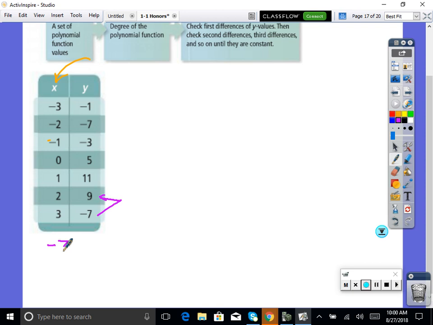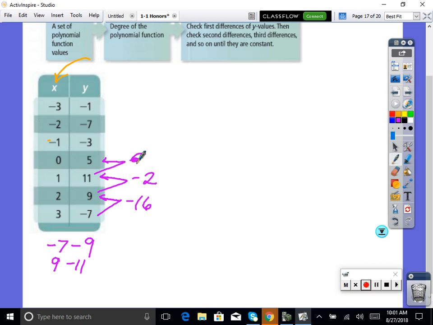So look, negative 7 minus 9. You always do the value below minus the value above it. What's negative 7 minus 9? Negative 16. Okay, write that down. Now we're going to do 9 minus 11. We can't miss anything. Negative 2. So we already know it's not going to be linear because it's not the same. Now we're going to keep going because we need all of them. 11 minus 5 is positive 6.